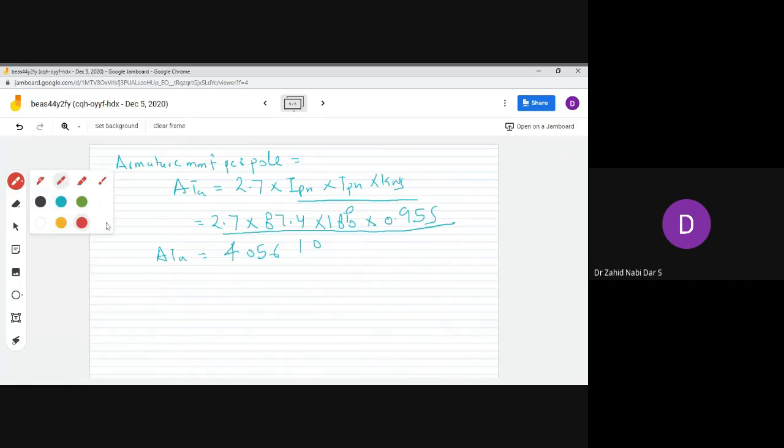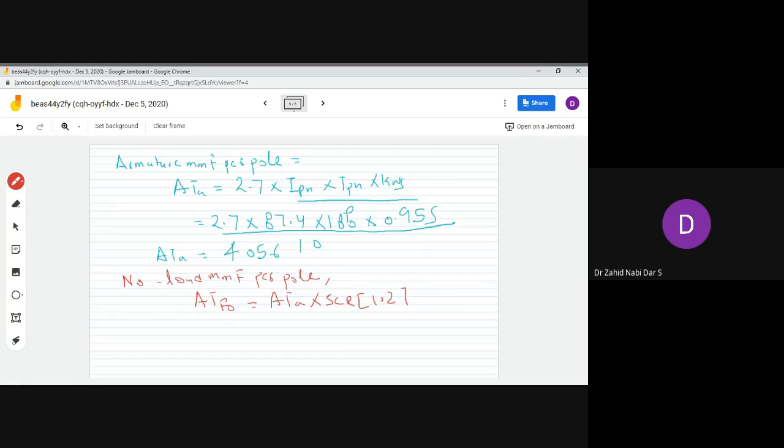So we can calculate no load MMF per pole, that is AT_FO. This is no load MMF. This is a symbol. You can write any symbol, no problem. Symbols hardly matter. This is the armature MMF into short circuit ratio. So short circuit ratio was nothing but 1.2, and this value was 4056. So it will be 4056 into 1.2. That will come around 4868. Okay, this is ampere turns.